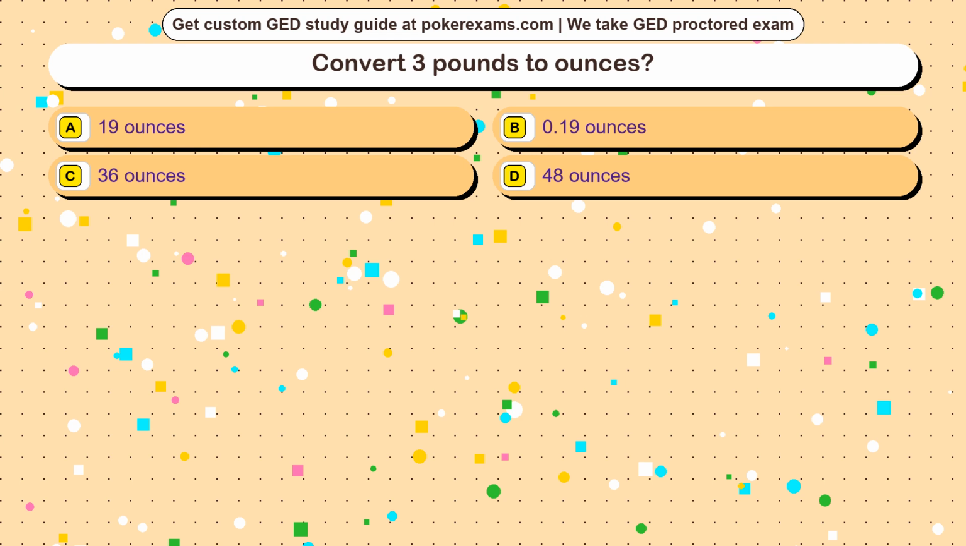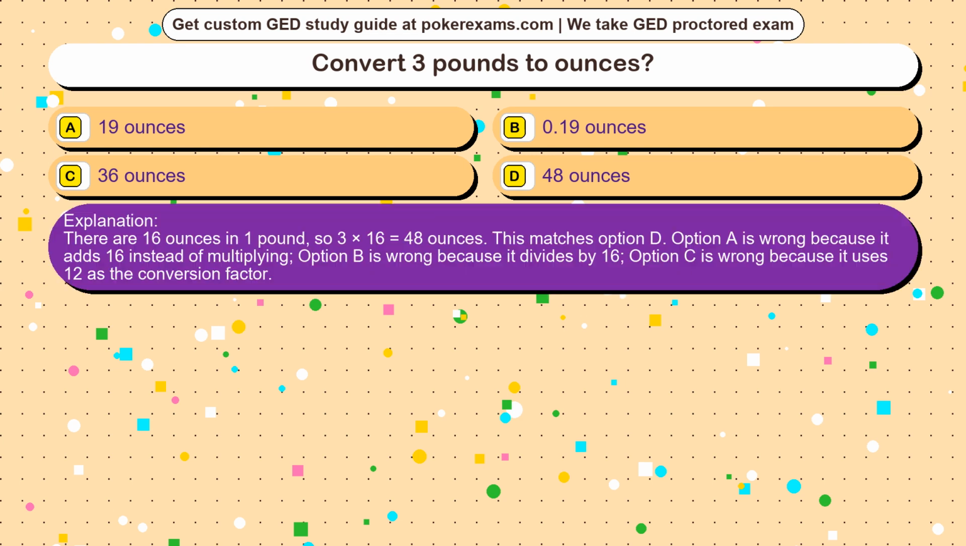The correct answer is option D. There are 16 ounces in 1 pound, so 3 times 16 equals 48 ounces. This matches option D. Option A is wrong because it adds 16 instead of multiplying. Option B is wrong because it divides by 16. Option C is wrong because it uses 12 as the conversion factor.